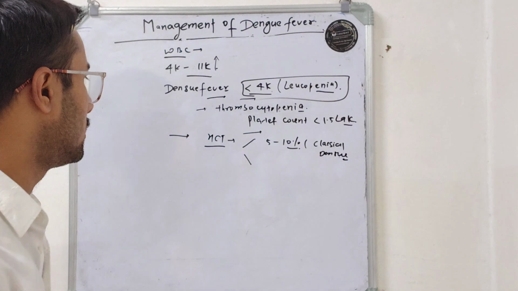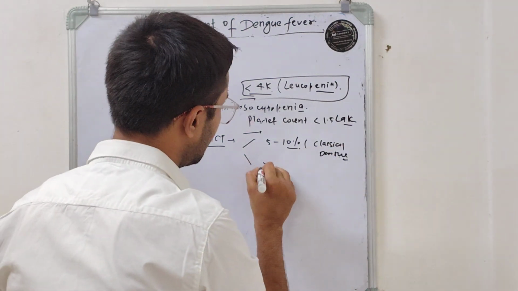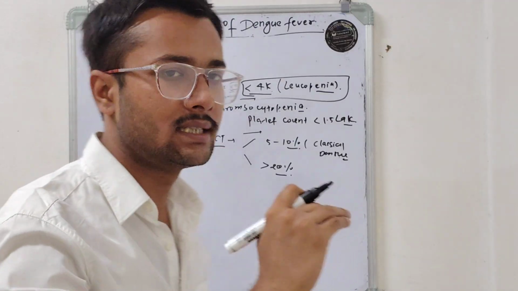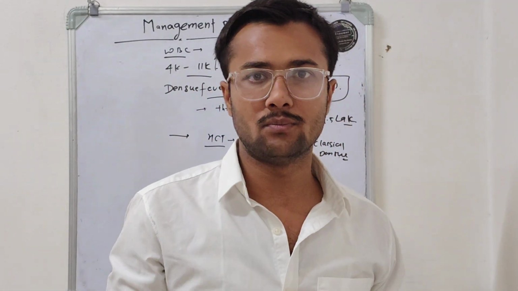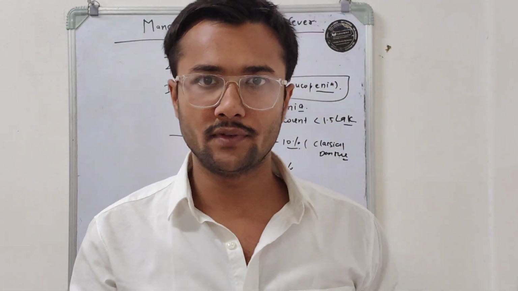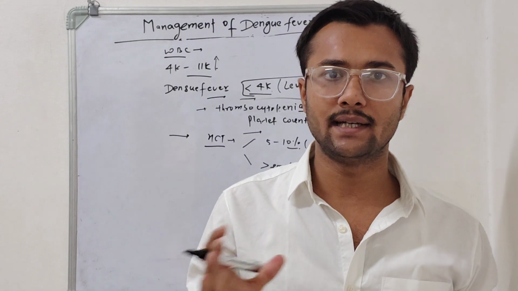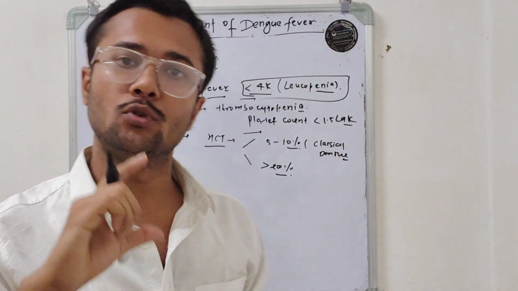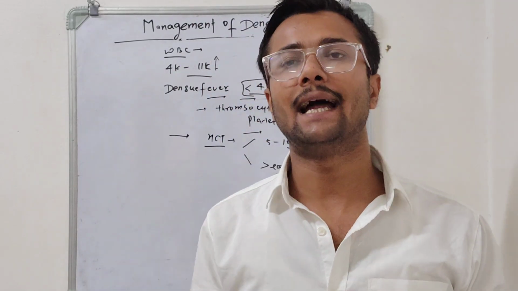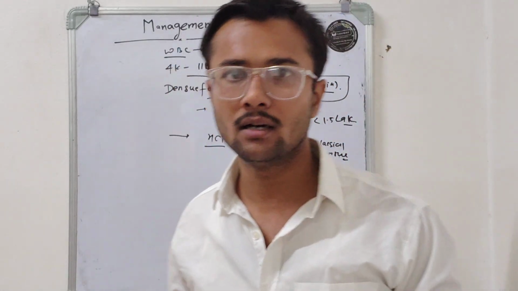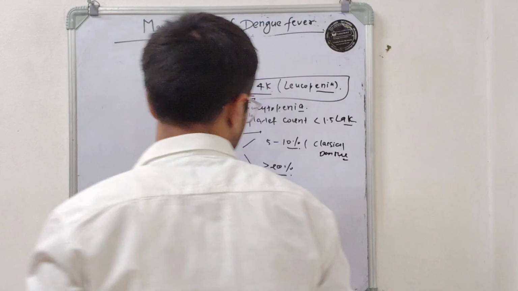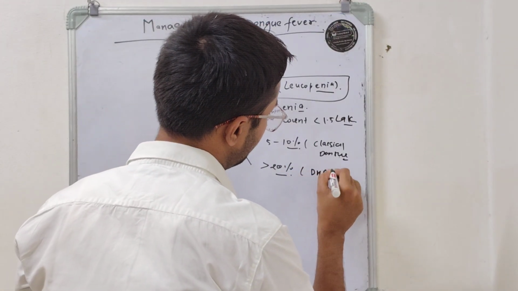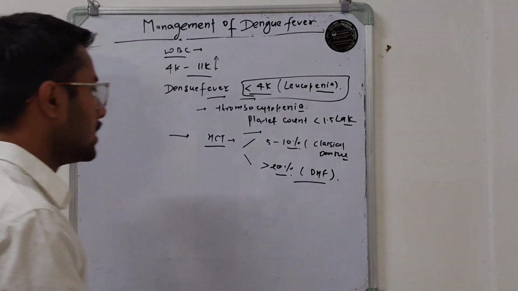If the hematocrit level is elevated in a range of 5 to 10%, in that condition we keep the patient as classical dengue fever. While if the hematocrit level is elevated more than 20%, in that condition we keep the patient as dengue hemorrhagic fever. So greater than 20% is dengue hemorrhagic fever. Okay.